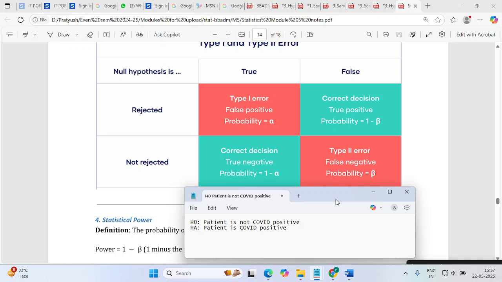That means 50% probability that COVID will come. No. That is not what I am saying. Let me try to say it again.